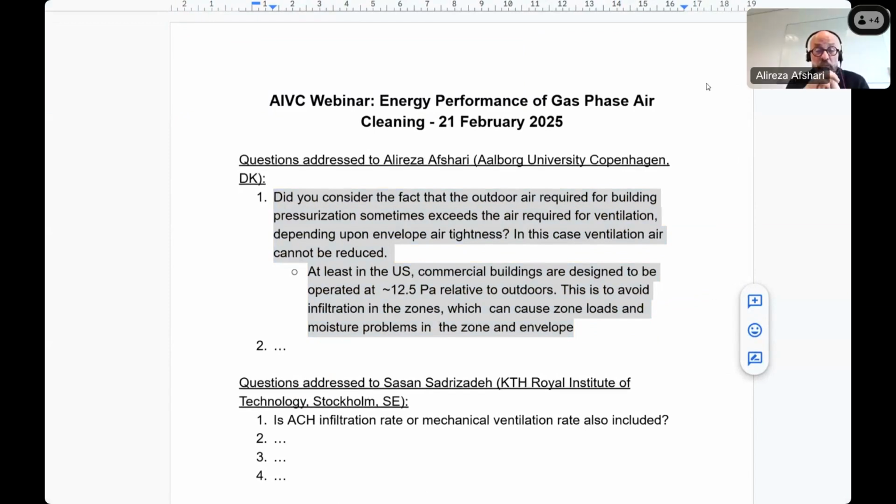Actually, what I want to answer to this question, that's a very excellent question, and we have to focus on that in the future also. But as a solution, if you improve building air tightness, it means that enhancing the envelope's air tightness can reduce the amount of the outdoor air needed for these pressure differences. So the first step is the air tightness of the building. It has to be careful to have it.